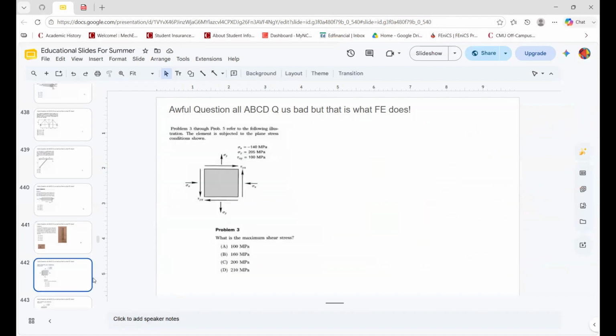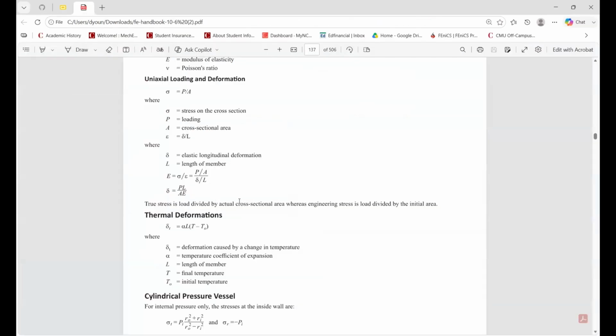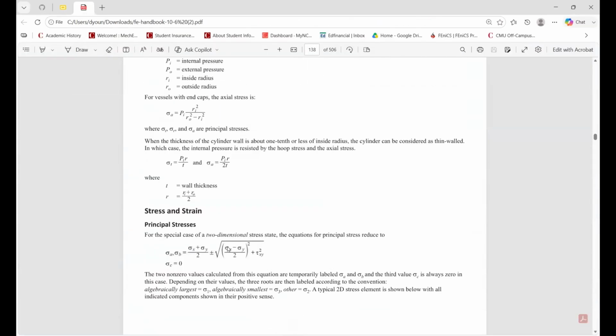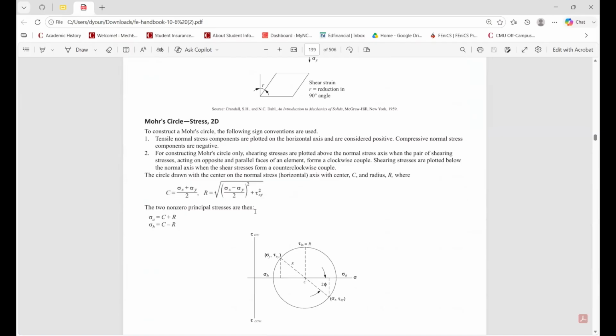One of these questions. Beautiful. What's the maximum shear stress of these? Yes, one of these questions. So this is Mohr's circle basically, and you can just go down over here, pay your respects to Mohr's circle, and that's it. Basically, is what I'm saying. Mohr's circle.